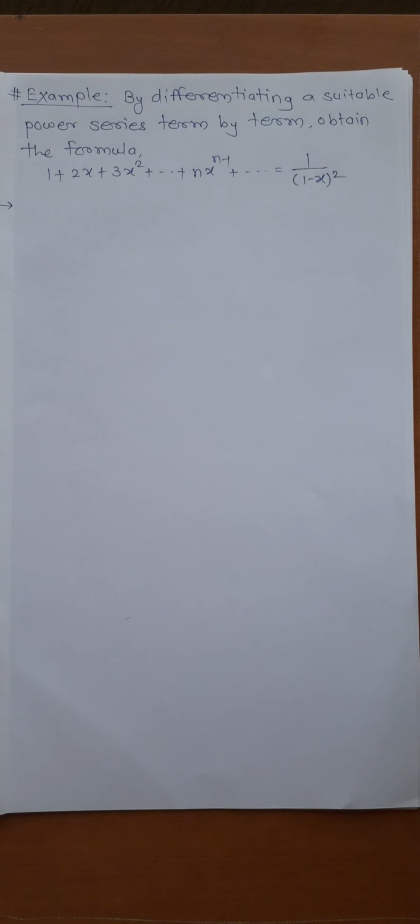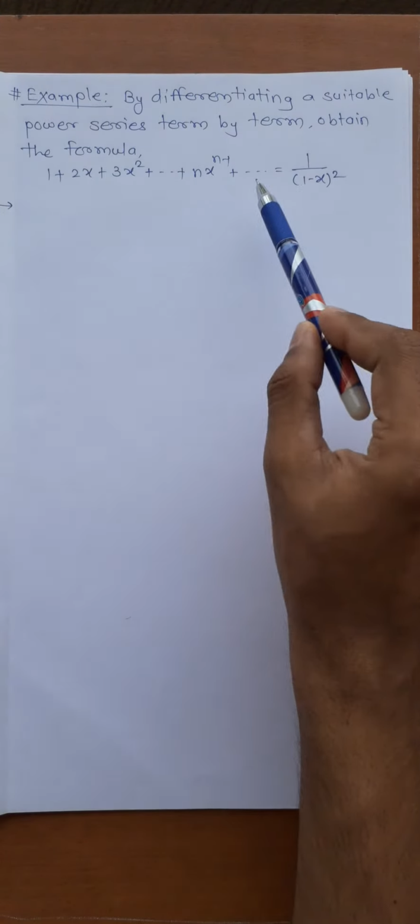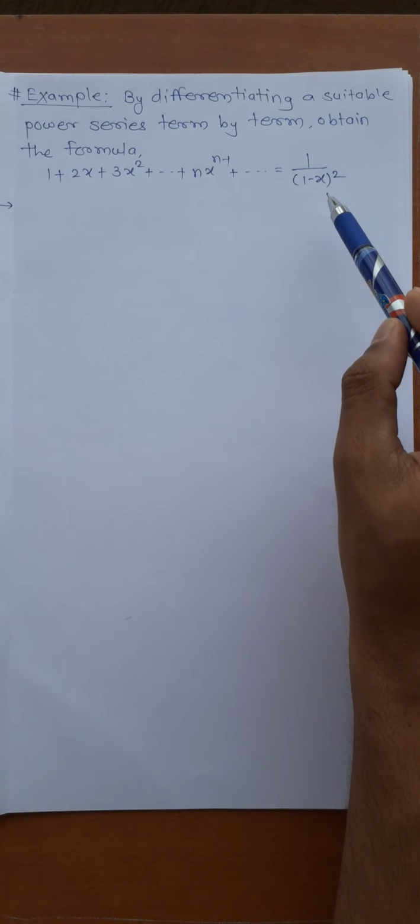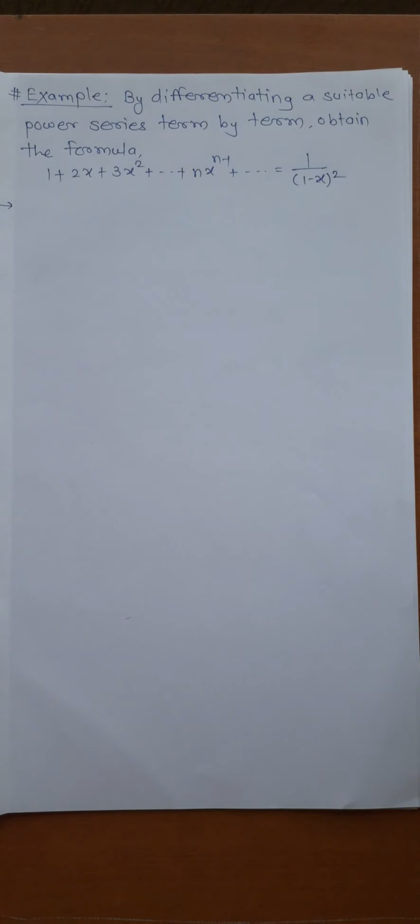Hi everyone, let us solve this example of power series. We have to prove that the sum of all these is equal to 1 upon 1 minus x square. So what will I do? I will start with one power series.